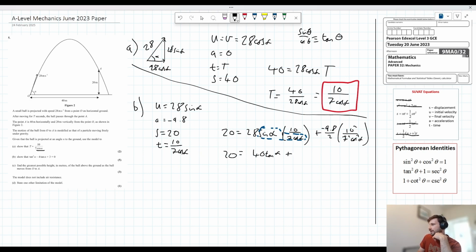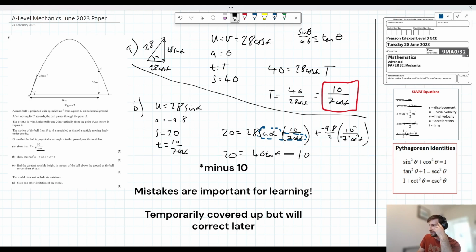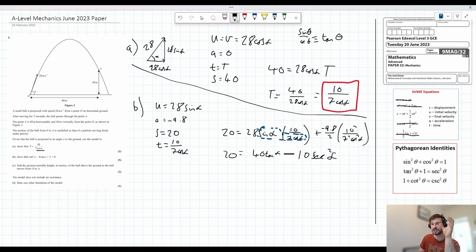And here we have minus 4.9. When I multiply 100 by minus 4.9, that gives 490. And then when I divide that by 49, it's going to give 10 sec squared alpha, since our cos squared alpha is in the denominator here. In case you weren't aware, 1 over cos alpha is equivalent to what we call sec alpha. Okay, so we have this form here.